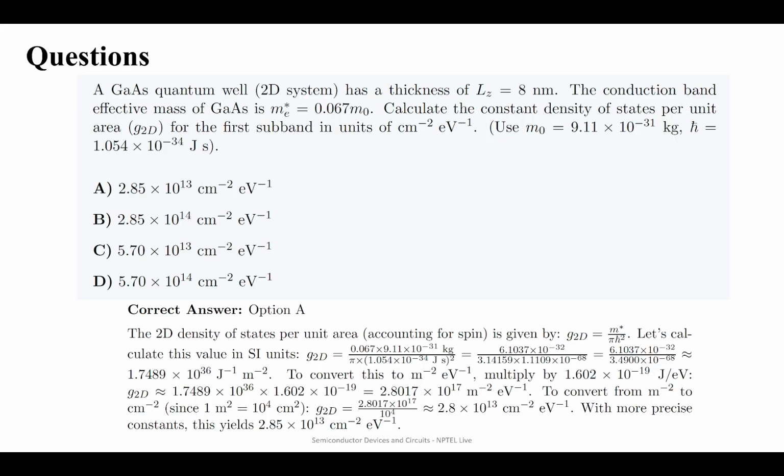Calculating all that, you get 1.7489 times 10 to the power minus 30 divided by 10 to the power minus 36, in joule inverse per meter squared. We convert this to per meter squared electron volts, and from there we convert it to per centimeter squared, which gives us around 2.8 times 10 to the power 13 per centimeter squared electron volts.